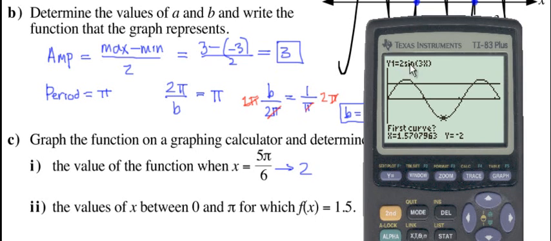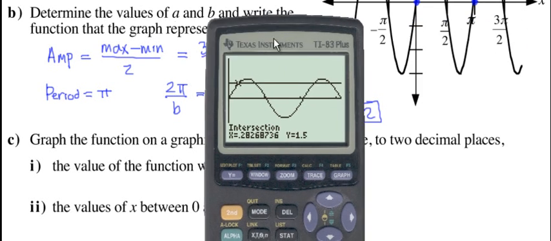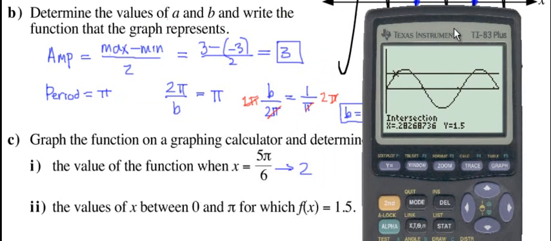First it asks, is this the first curve? When you're finding an intersection, it wants to know what 2 curves you're talking about. So is this the first curve? Yeah. Is this the second curve, 1.5? Yeah. Where's your guess? And now we have to move the bug over to the intersection point we want to find. So the first one is 0.2827. They say to 2 decimal places, so 0.28 should do it for that.